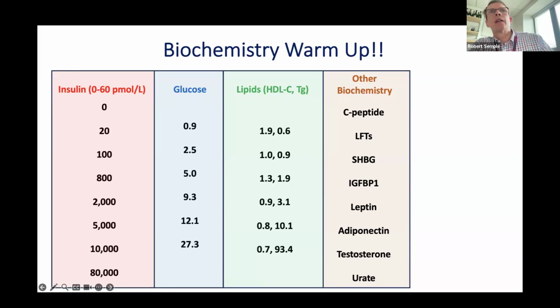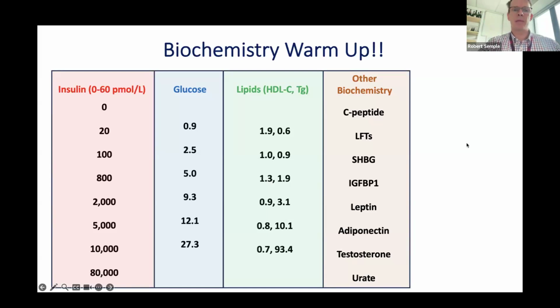Liver function tests, together with lipids, give you clues as to whether there is any fatty liver, any MASLD present. And again, that's something which you won't find in receptor problems, but you will find in other types of insulin resistance. SHBG and IGF-BP1 are both, interestingly, profoundly suppressed in the face of insulin resistance, unless it's receptor insulin resistance, in which they go up, and we'll come back to those. And testosterone and urate also commonly elevated. But again, we'll come back to those.